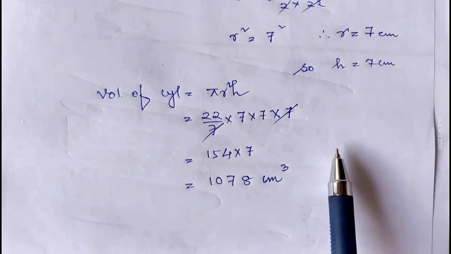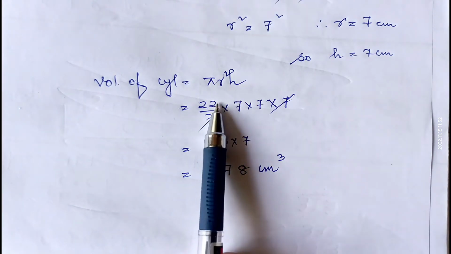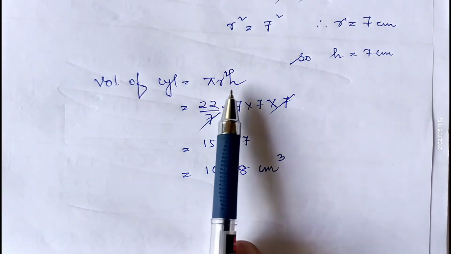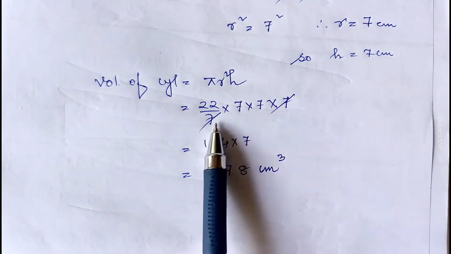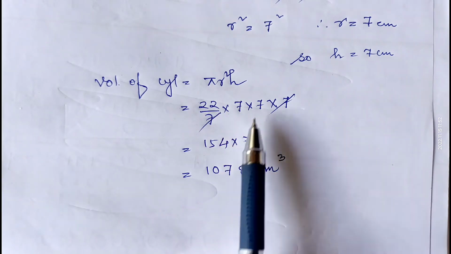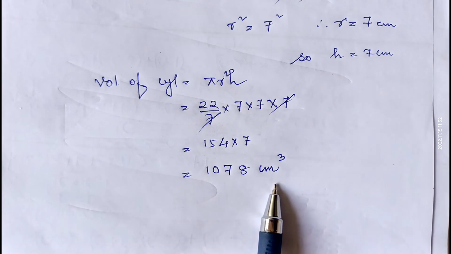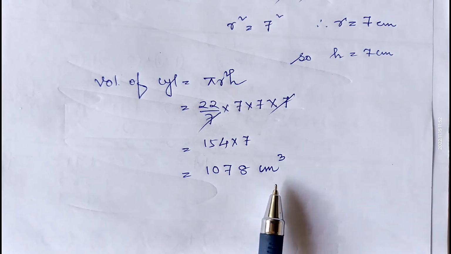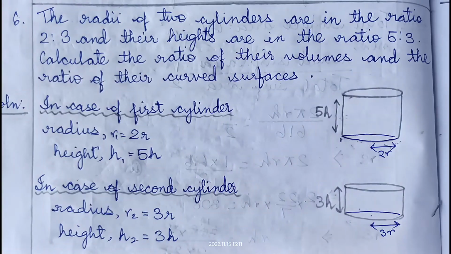Now we want to find the volume of the cylinder. Volume of the cylinder formula is pi r square h. So it will be 22 by 7 into r square, 7 into 7, into height which is also 7. This 7 can be cancelled. 22 into 7, it will be 154 into 7. If I multiply, it will be 1078 centimeter cube. Therefore, required volume of the cylinder is 1078 centimeter cube.